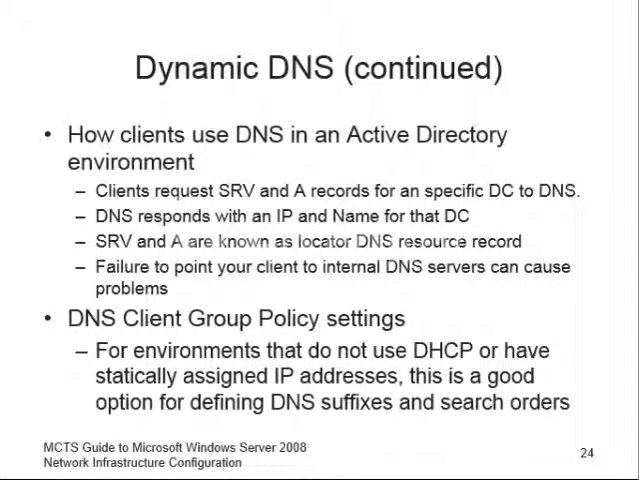To find domain controllers in a domain or forest, a client queries the DNS for the SRV record and the A DNS resource record of that DC. The resource record provides the client with the names and IP addresses of the DCs. In this context, the SRV and the A record resources are referred to as locator DNS resource records. All clients and member servers in a domain environment need to point to an internal DNS server that hosts the zone records for the domain.